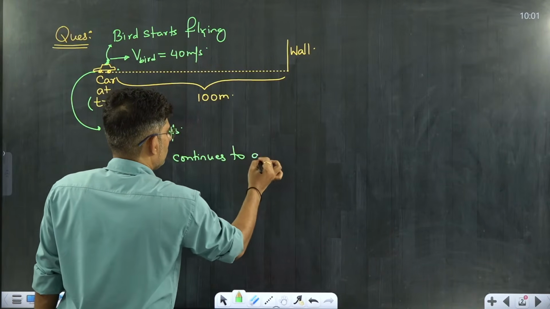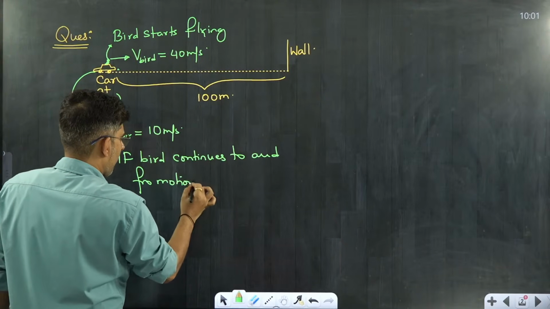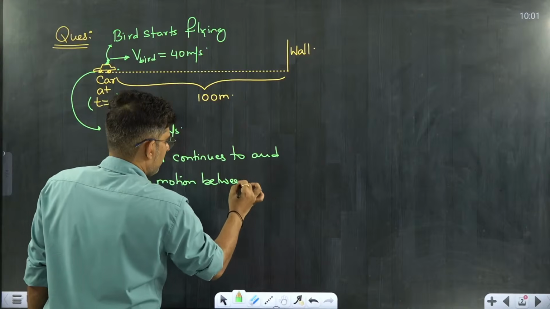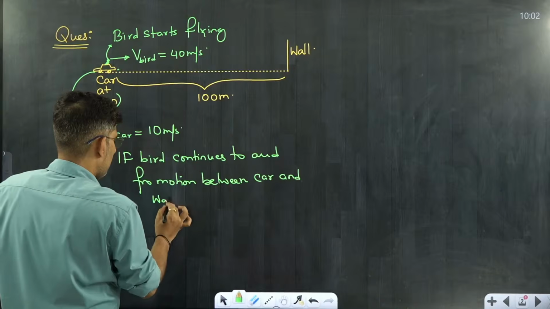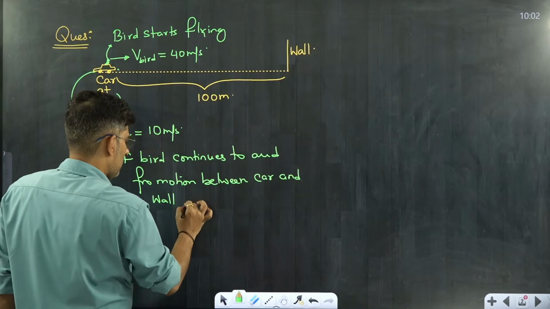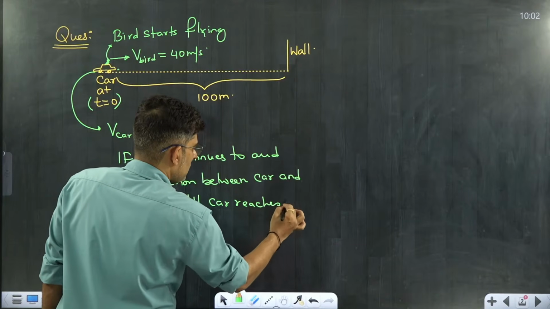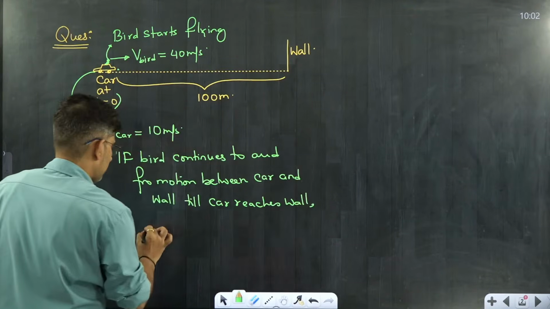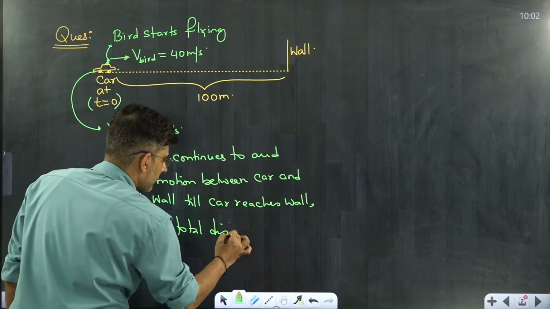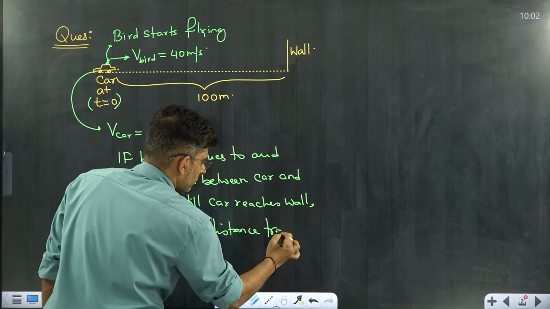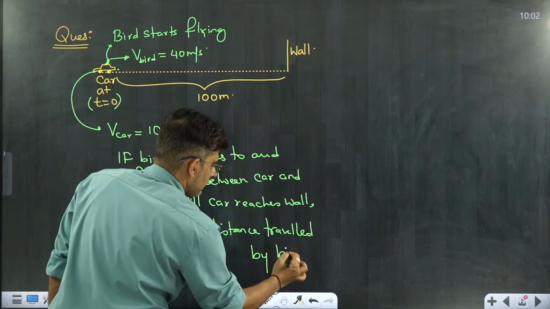It continues to and fro motion between the car and the wall till the car reaches the wall. Find the total distance traveled by the bird.